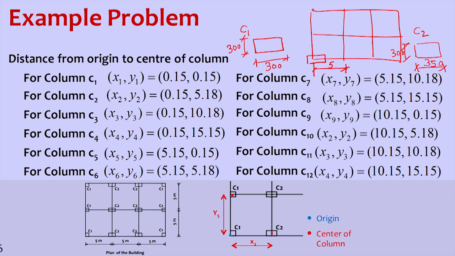So, C2. When we are calculating at this location, this is the origin, and from here we have 0.15, that is 150 mm, in the x direction as well as in the y direction. Plus 5 m will add up in calculating the C5 column, where this is C5. So this is how we calculate the center of each column: 0.15 and 0.15, where for the C2 column, 0.15 and 5.18 in the x direction. Similarly for all other columns.